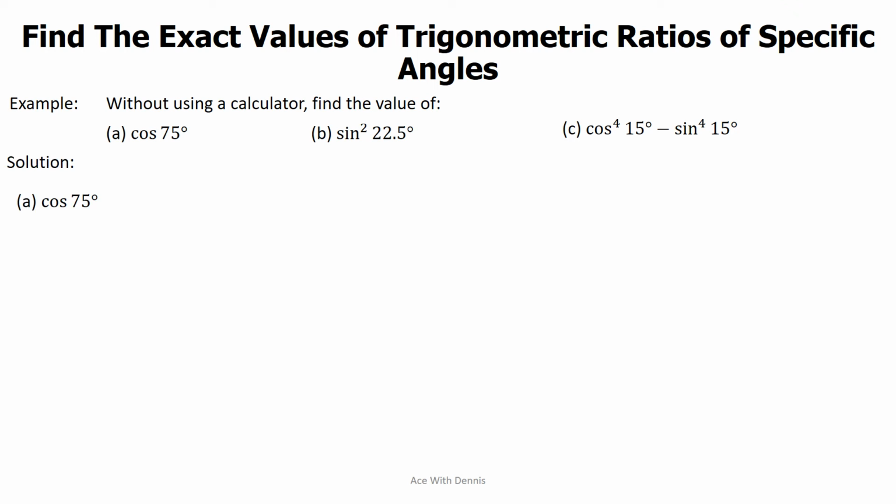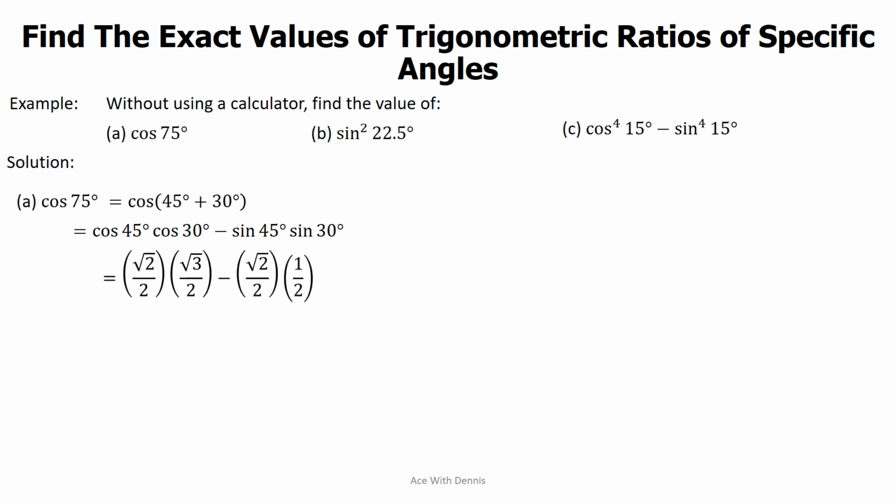Here's the solution. For cosine 75 degrees, we can rewrite it as cosine of (45 degrees plus 30 degrees). And we apply the formula, it becomes cosine 45 degrees cosine 30 degrees minus sine 45 degrees sine 30 degrees. Okay, why do we choose the angles of 45 degrees and 30 degrees? Because they are special angles.